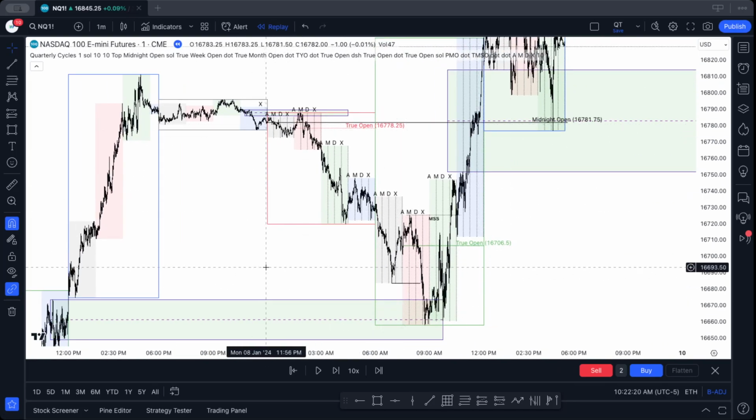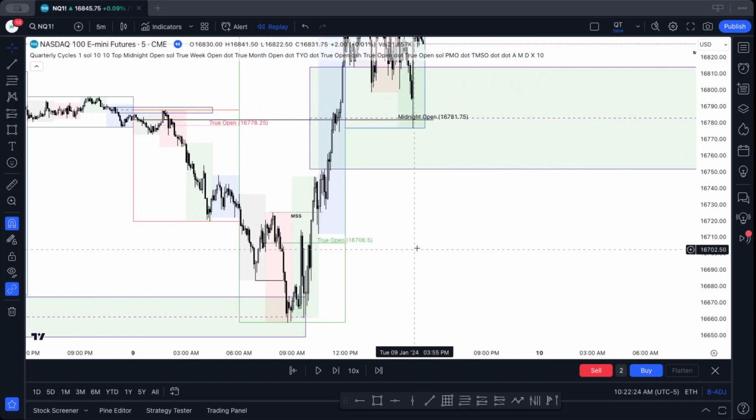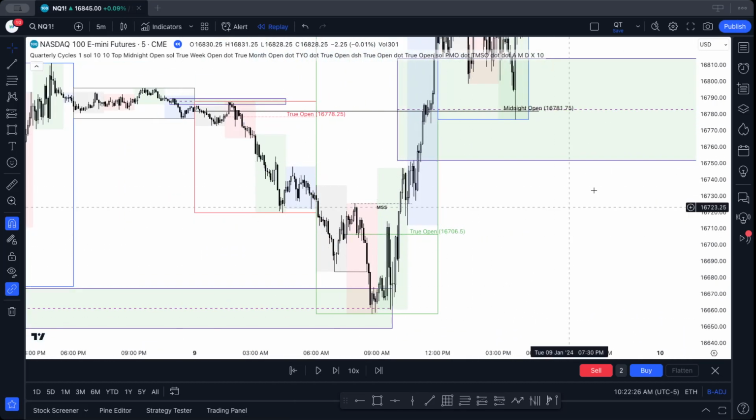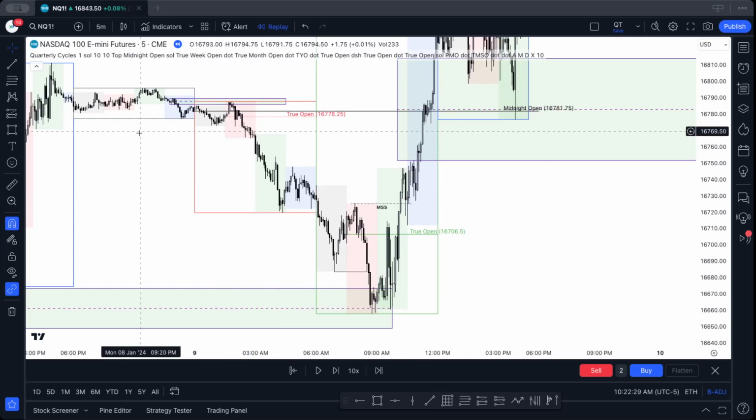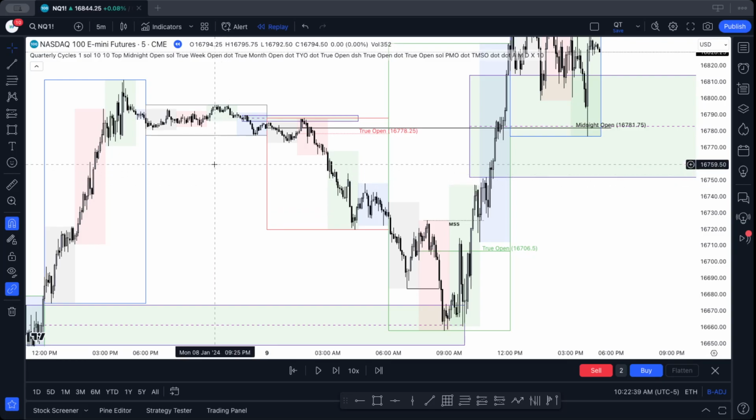It looks a little messy at first. You can fiddle with the settings to make it a little cleaner for yourself, but I've gotten used to it. I like that I don't have to keep changing the drawings that I had before. It just does it all by itself. Marks out the true open for London, true open for New York, the midnight open. It was marking the Asian one. I don't know what happened, but it's pretty good.